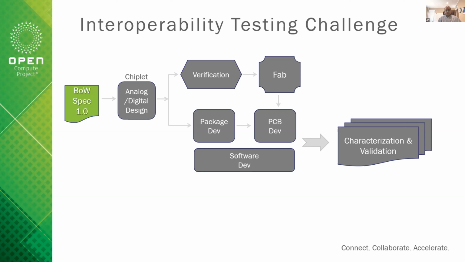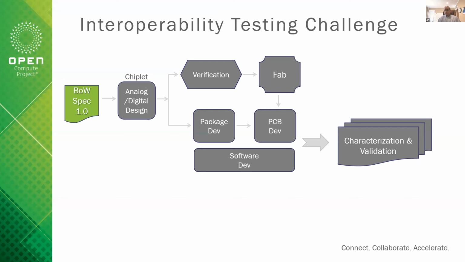Here, the IP vendors are focused on the BOW specifications and the chiplet development. They are putting a lot of effort into verifying and getting this fabbed out. They'll also be developing a platform for their own verification, and then they'll validate and characterize. If they have to spend effort on interoperability testing, it would add more effort: developing another platform, the package, PCB and software with a third party, another IP provider. That would easily add about 6 to 12 months of effort.